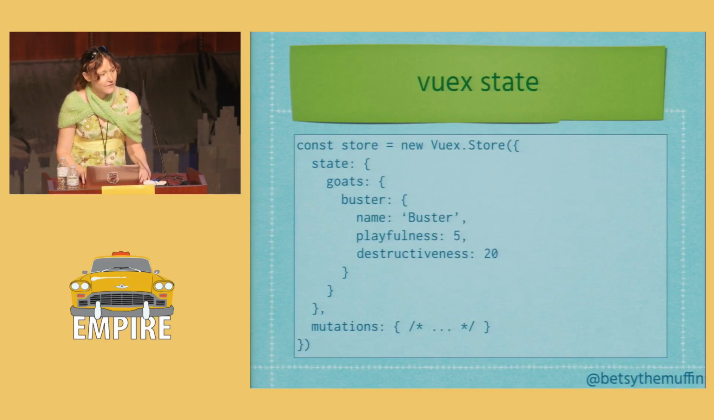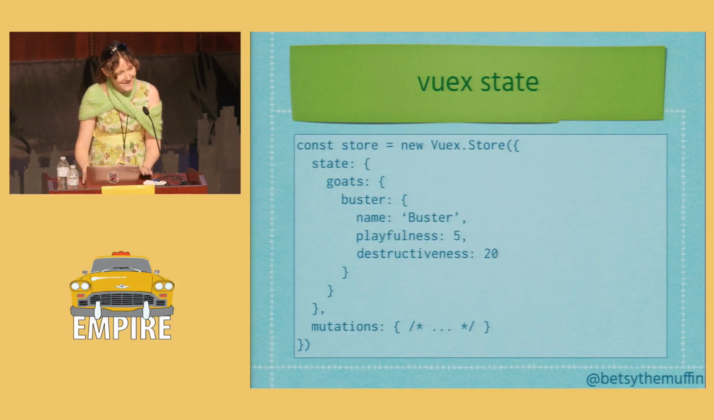Let's start by building a basic vuex store. We give it an initial application state with a goat named Buster who is kind of playful and very destructive. I used to live on a goat farm, and so I think that these are kind of the most important properties of goats.